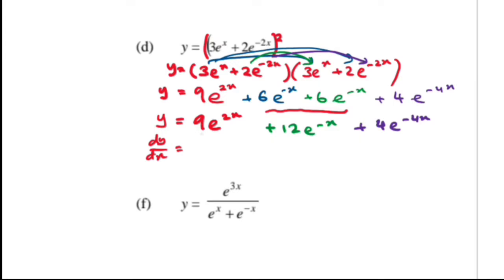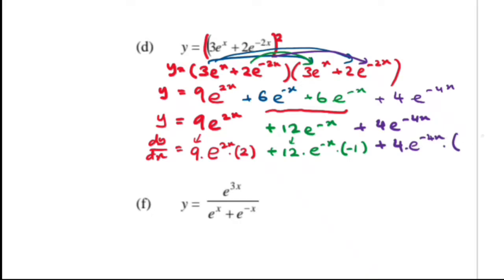The first term is 9e power 2x. 9 is just a scalar, write 9 first, and then write your exponential term behind exactly as it is. After that, just differentiate your power. Differentiate 2x, you get 2. 12 is a scalar, write 12 in front. Copy the exponential term exactly as it is, and then multiply with the derivative of the power. Differentiate negative x, you get negative 1. Plus with 4, copy the exponential term. Next, just multiply with the derivative of the power. Differentiate negative 4x, you get negative 4.